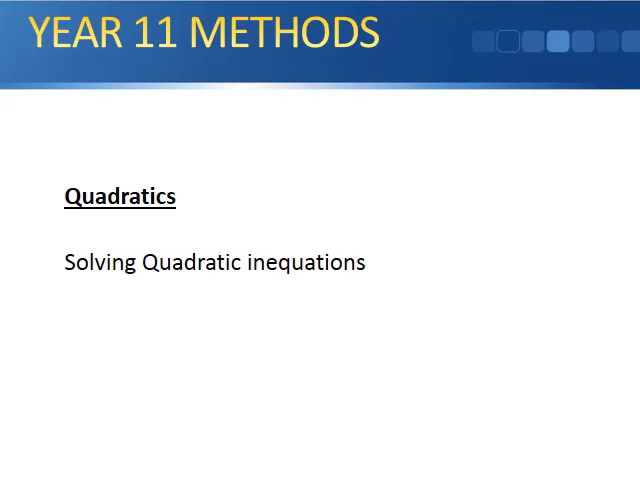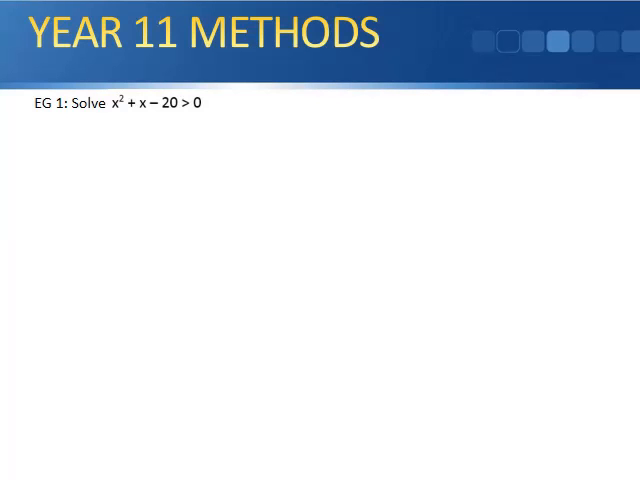Solving quadratic inequations. When we solve these type of equations, being an equation, we solve it exactly the same way as a normal equation. So we factorise first, and when I factorise this, I get x squared plus x minus 20 being greater than 0. This will become plus 5 and minus 4. And then we still solve it normally.